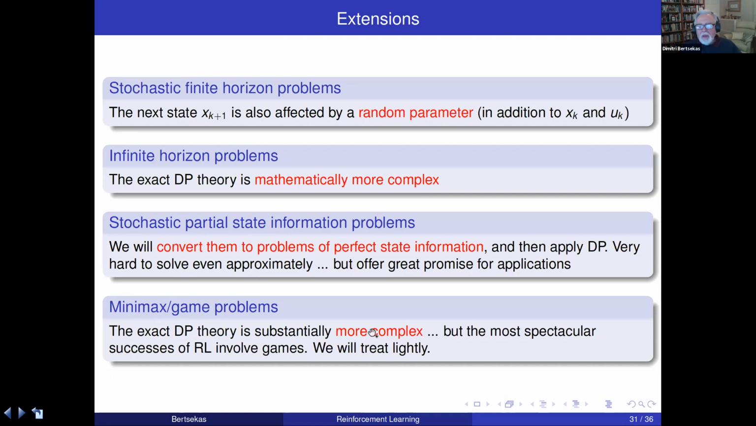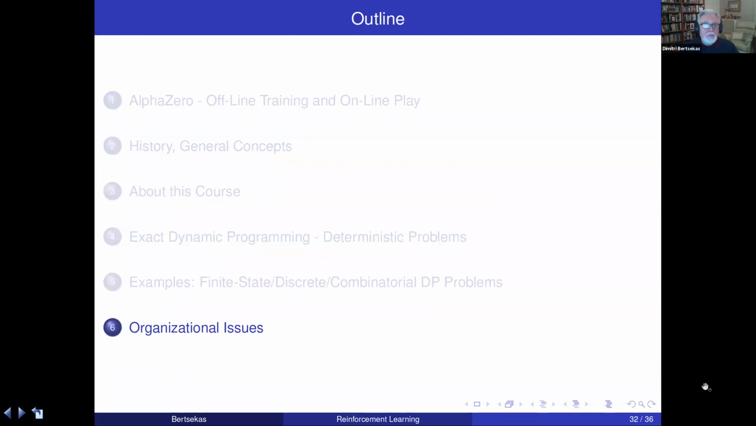The dynamic programming theory is more complex, and we're not going to go into minimax or game problems very much in this course, except in the way of orientation and also motivation using the backgammon and the chess programs that have been developed. Okay, so that marks the end of the technical content of this lecture.